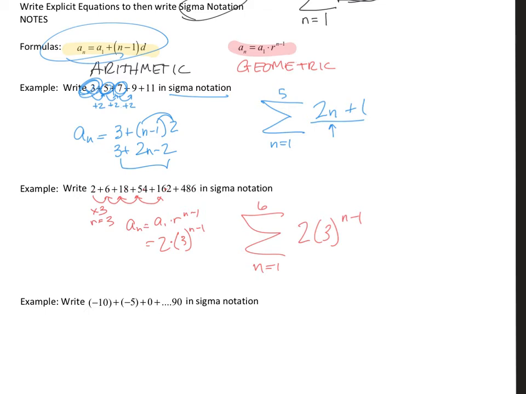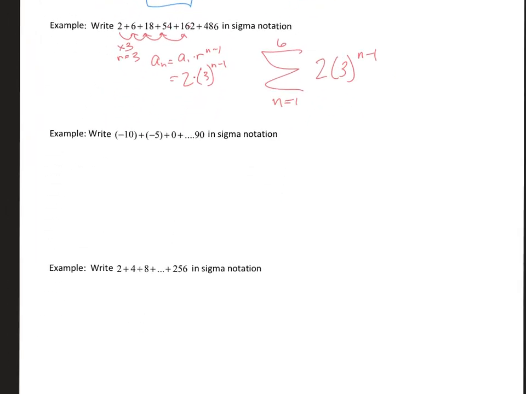Okay, let's try another one. Again, getting slightly more difficult. The only difference here is, let me write this up. It says write in sigma notation. Here's my n equals 1. Here's the problem. See these dots? I don't know if that 90 is the 7th number in the list or the 50th number in the list. So up top here, I don't know what to put. I can't put anything yet.